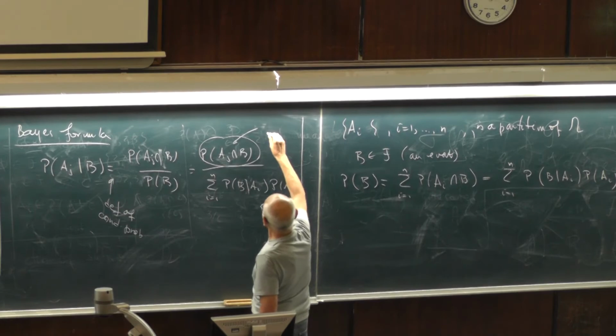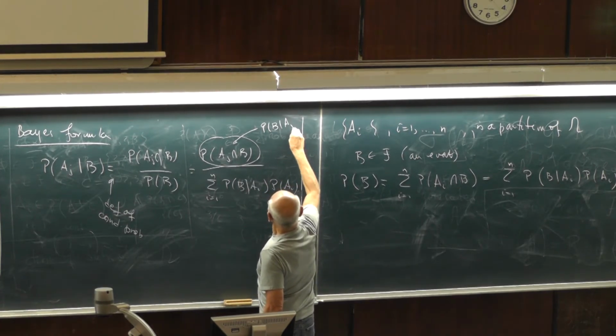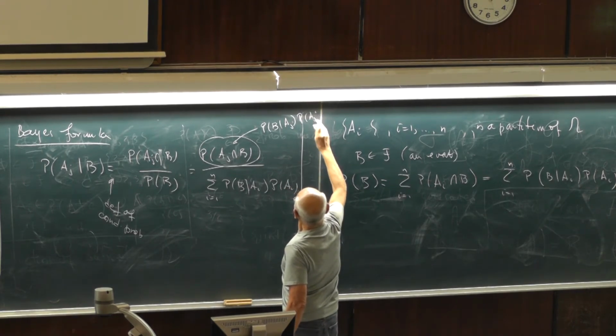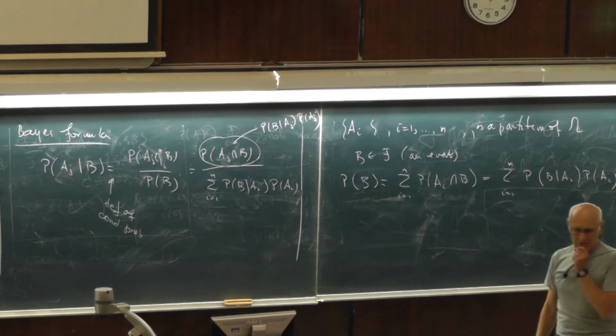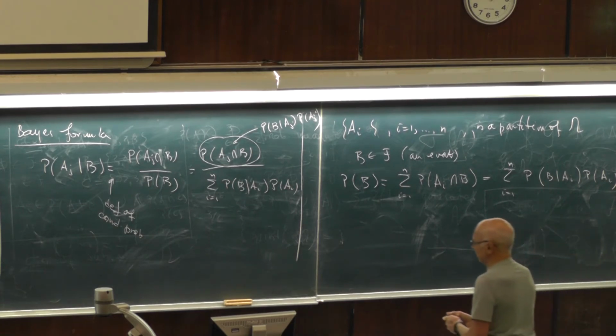So instead of this, what can I write? Again, using the definition of conditional probability. So basically, I just placed some formulas so far. But what's important is the interpretation of this formula. So this is the interpretation we have here.